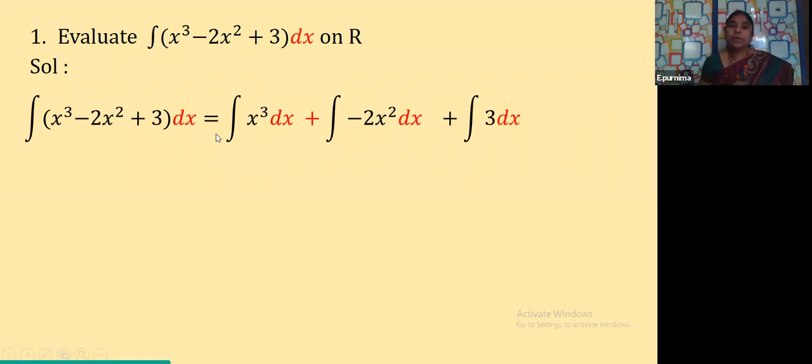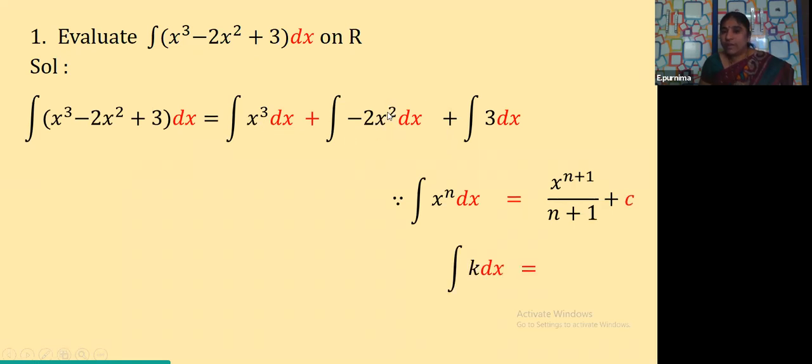Plus into minus is minus, so the minus term comes outside. If you observe the terms, what is the formula here? It is in the form of x to the power of n. Here also it is in the form of x to the power of n. Here the n value is 2, here the n value is 3. What about this one? It is in the form of k into dx, where k is 3. So these two formulas we are going to apply here. Let us see what it becomes now.